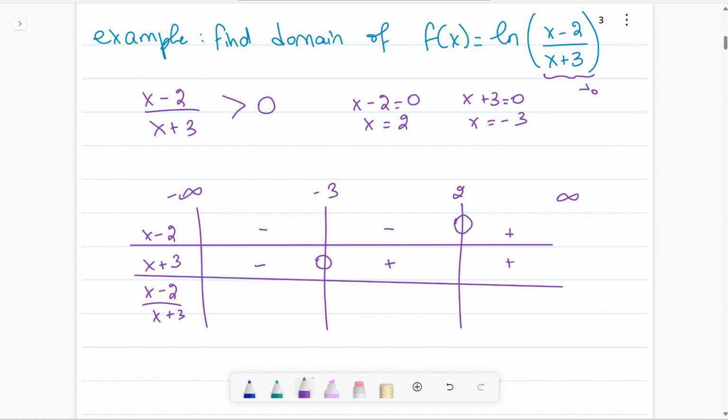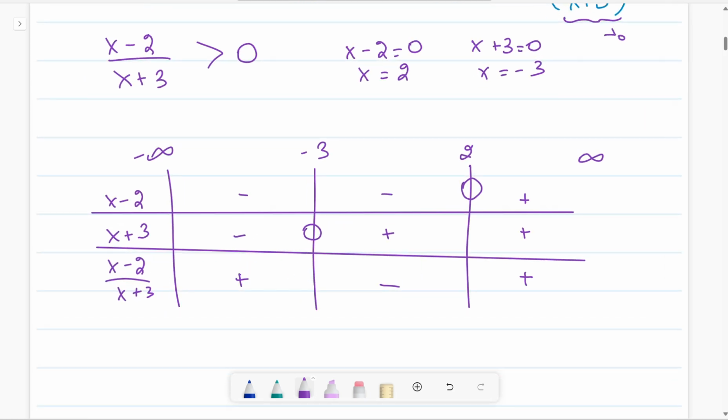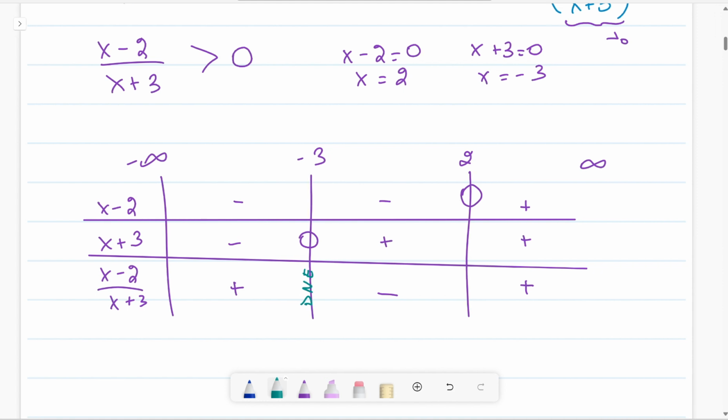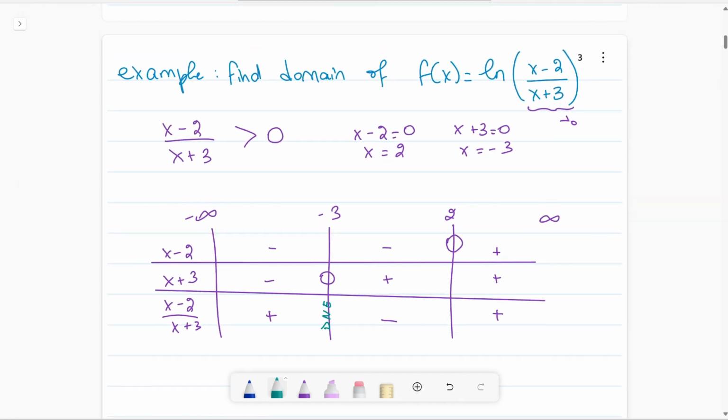We multiply negative times negative gives positive, negative times positive gives negative, and positive times positive gives positive. Now, one thing to point out is that we cannot have a denominator of 0, so x equals -3 will cause us to write do not exist. The fraction does not exist in such a case.